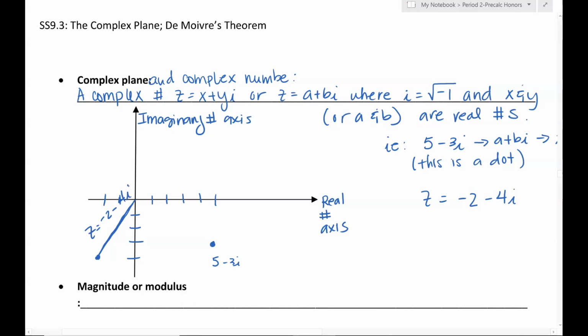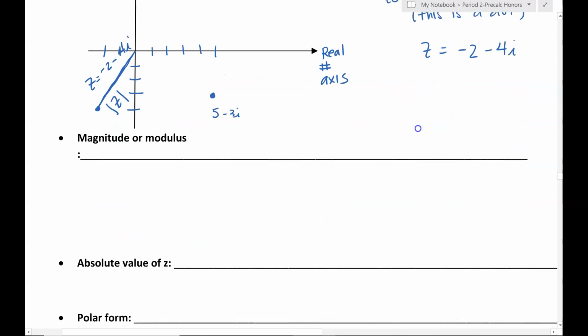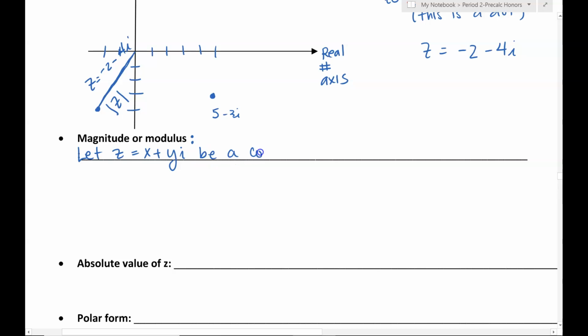Now, as you know already, back whenever you first started learning absolute value, an absolute value would denote the distance. So this right here, an absolute value of z, would denote the distance of that equation, okay? Magnitude or modulus. So let z equals x plus yi be a complex number. The magnitude or modulus of z denoted by an absolute value of z.